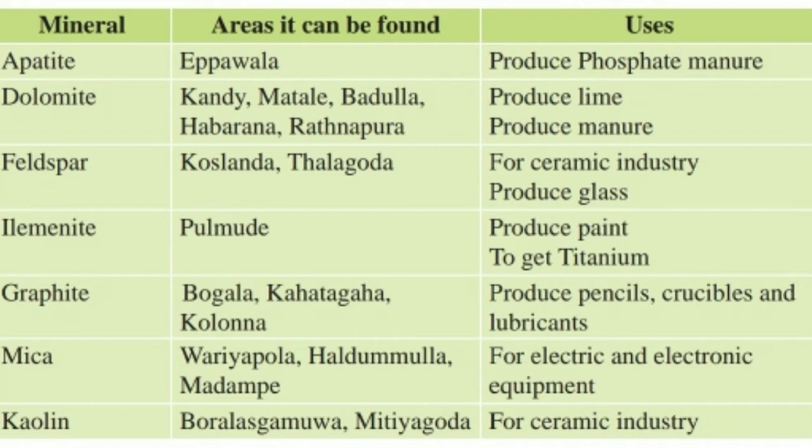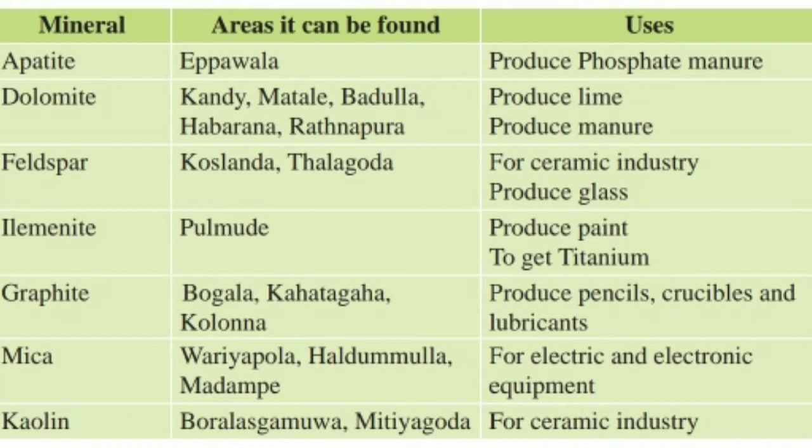Then dolomite, what is the use? Produce lime and produce manure. Then feldspar. Feldspar is used for the ceramic industry and also produces glass. Ilmenite, what is the use? Produce paint and to get titanium.